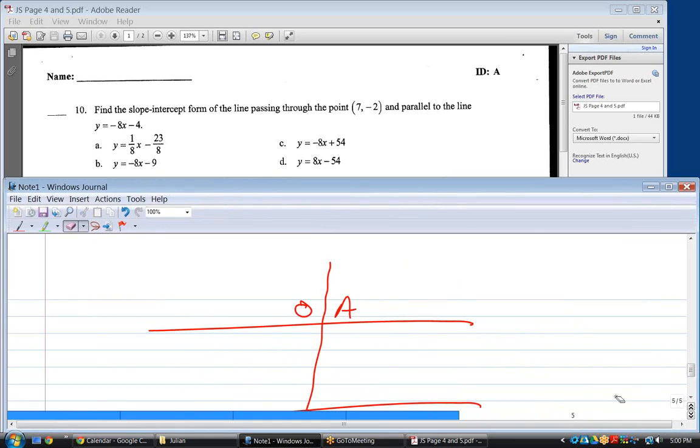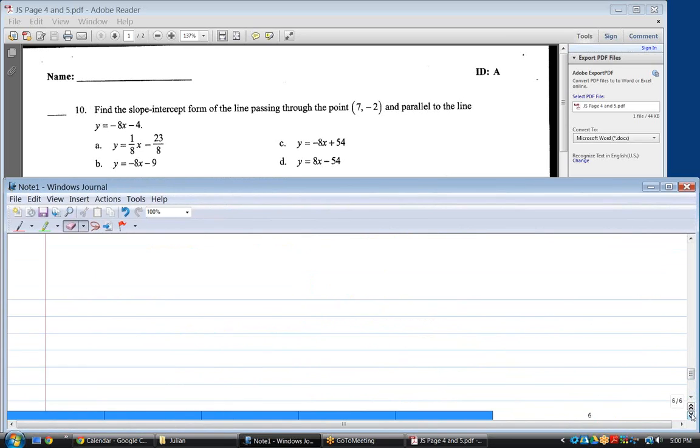All right, looks like we're going on to other stuff here besides parallel lines. Okay. Number 10, what is our first step? It's the general format of it. Put it in slope-intercept form? Not quite. What is slope-intercept? Like y equals mx plus b.